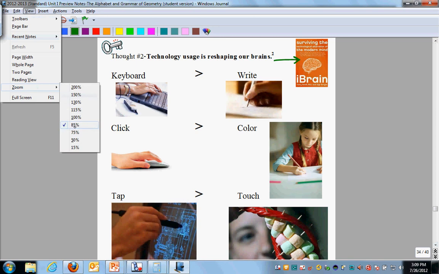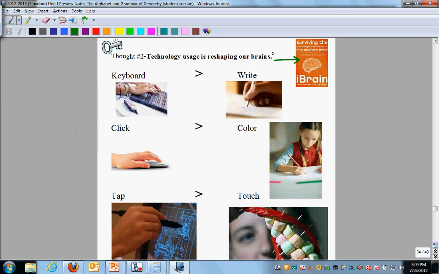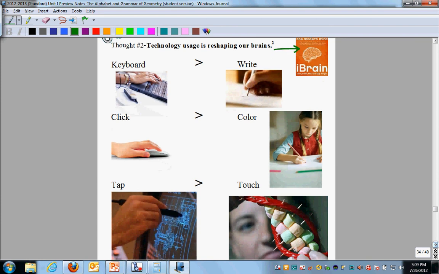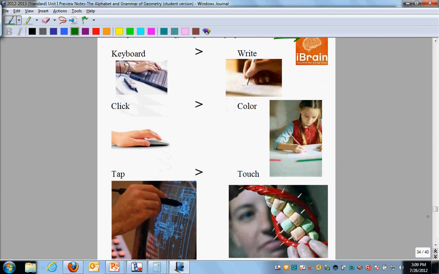Now, obviously, technology is a wonderful thing. I am using technology right now to communicate this lesson with you. But studies are starting to show that our enormous use of technology is reshaping the way our brains think and perceive information. How is this happening?